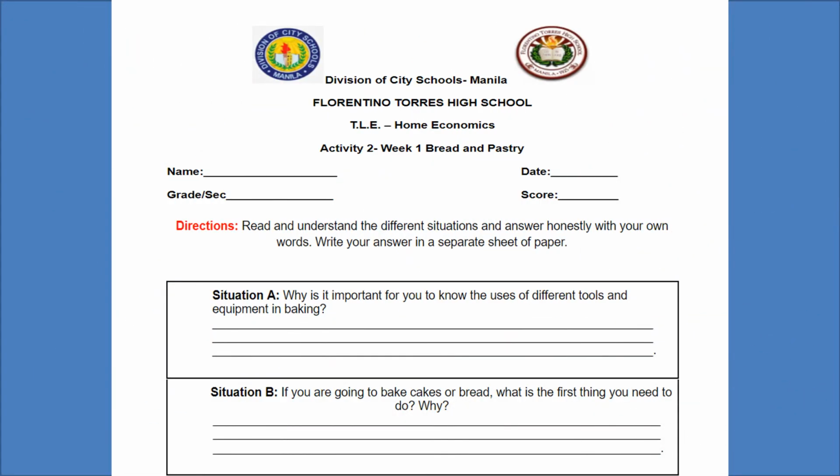Okay, for Activity 2, Week 1, the direction is to read and understand the different situations and answer honestly in your own words. Write your answer on a separate sheet of paper. You have to answer the 2 questions here.